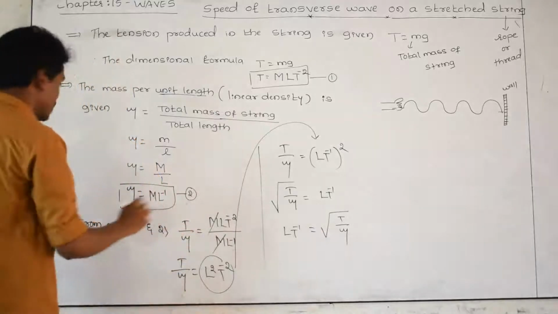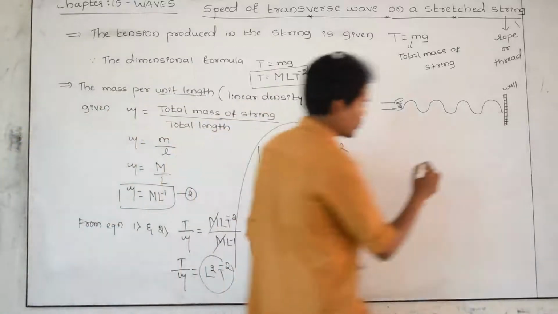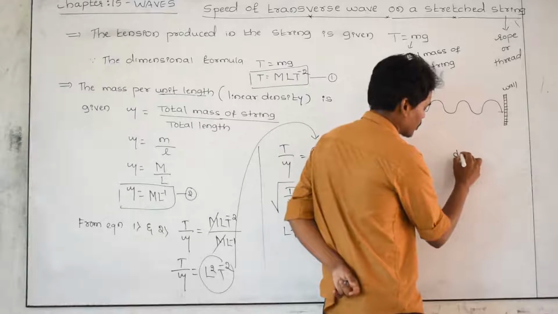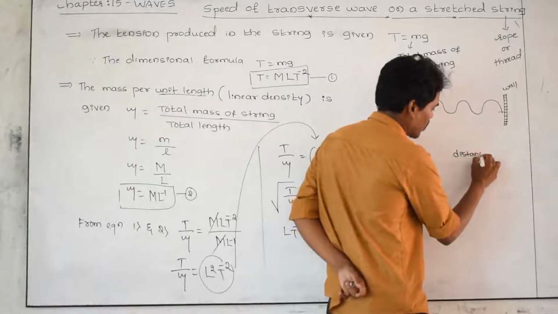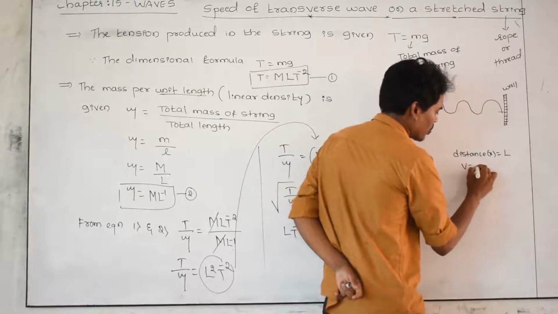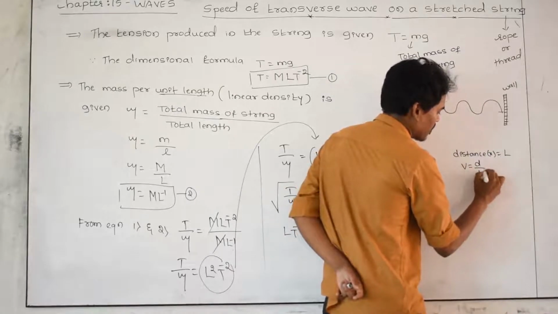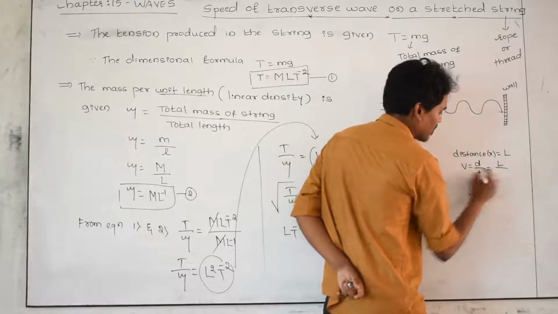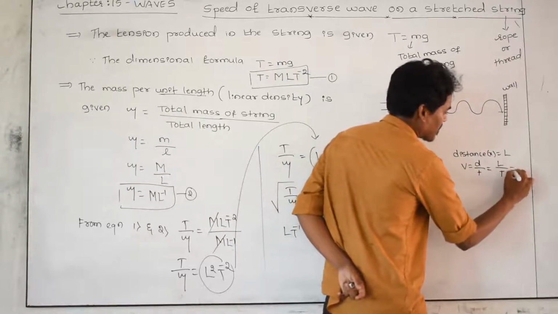How come? Let us take the dimensional formula of distance. Dimensional formula of distance, that is x, is equal to L. Velocity is equal to distance by time. Distance is L, T is time, capital T, so LT raised to minus 1.